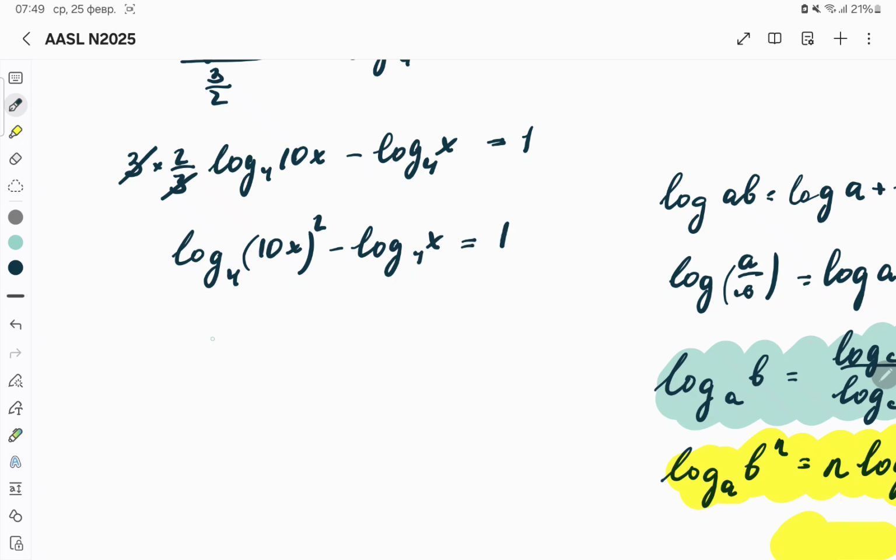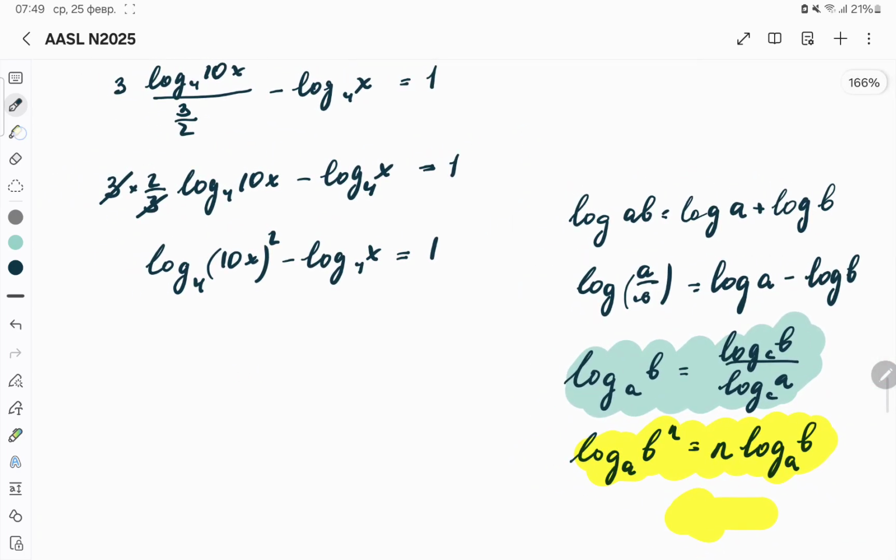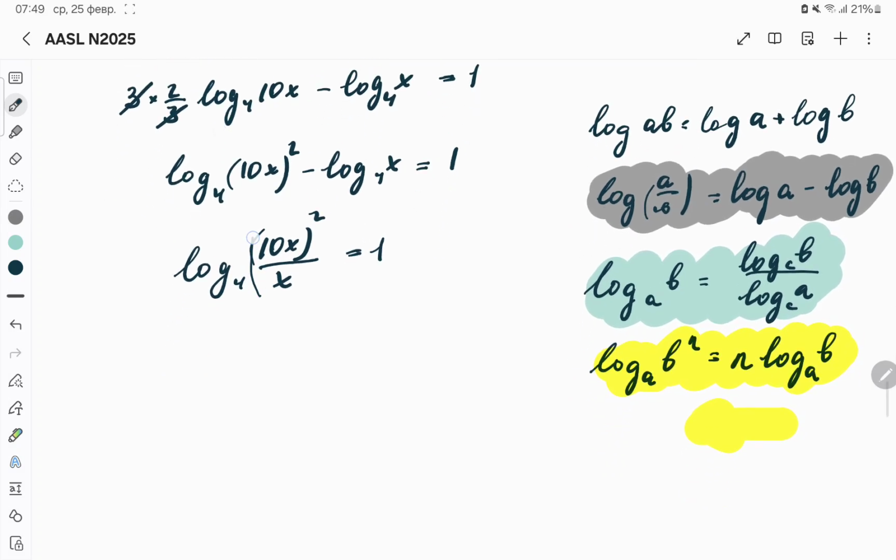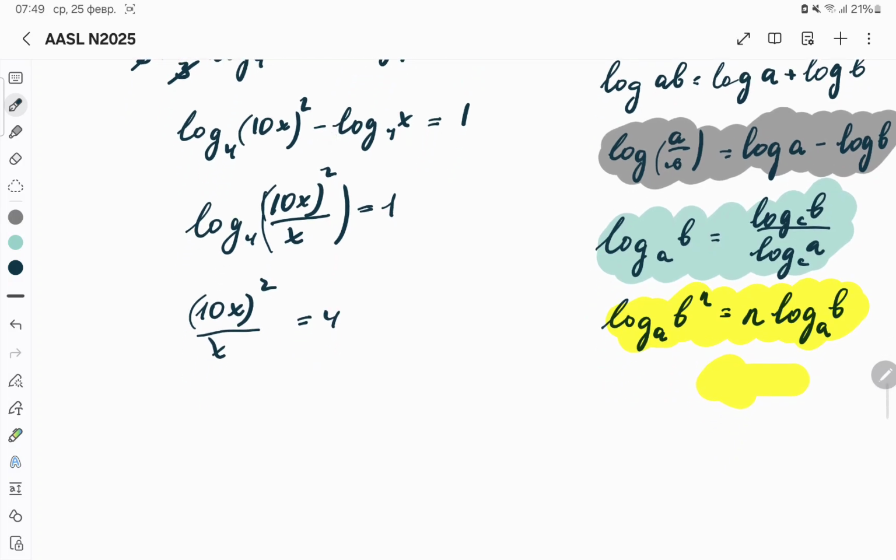is equal to 1. And now let's use the property of division. Now we divide. So again we use this property from the right to the left. Alright, so logarithm 10x squared divided by x base 4 equals 1. And now let's use the definition of logarithm. So 10x squared over x equals 4. Okay, 4 to the power 1, it's the definition of logarithm.